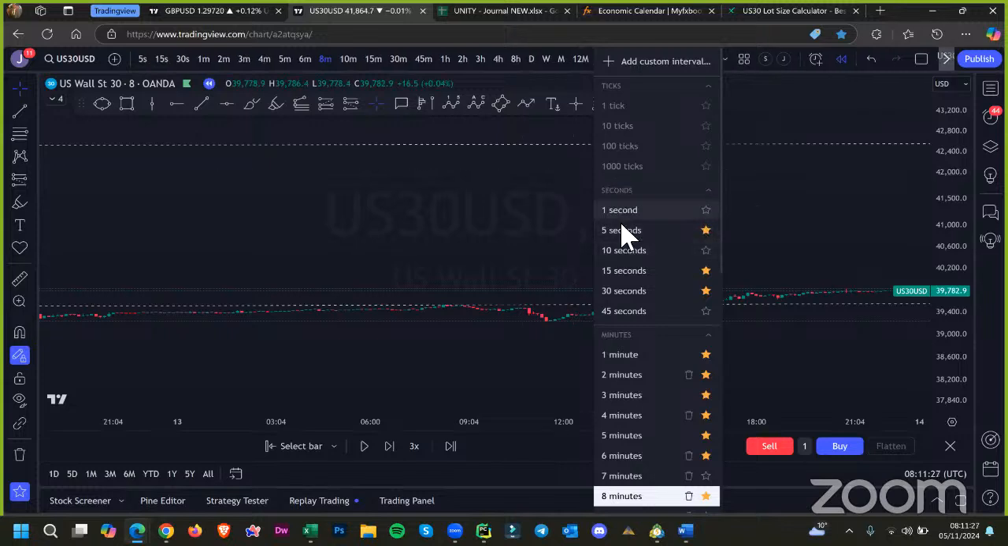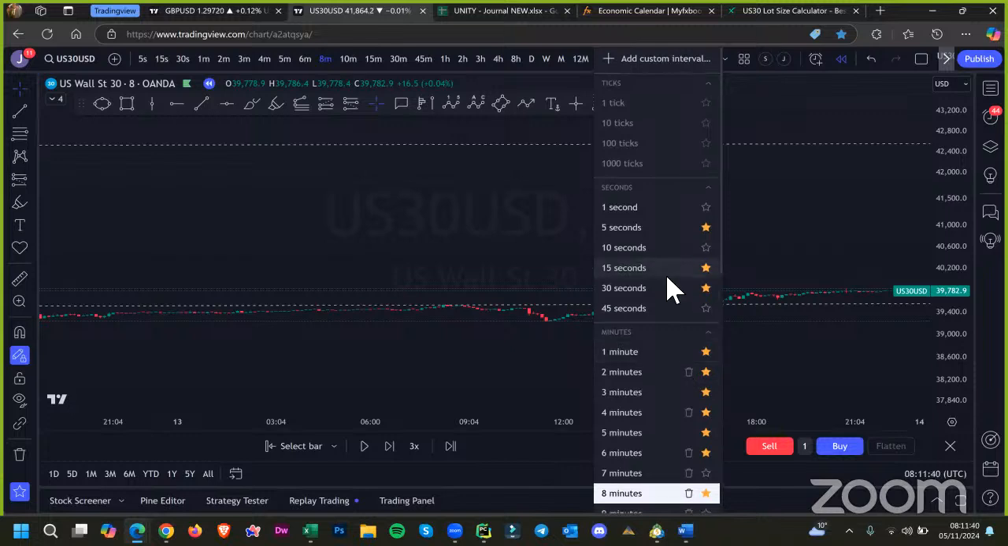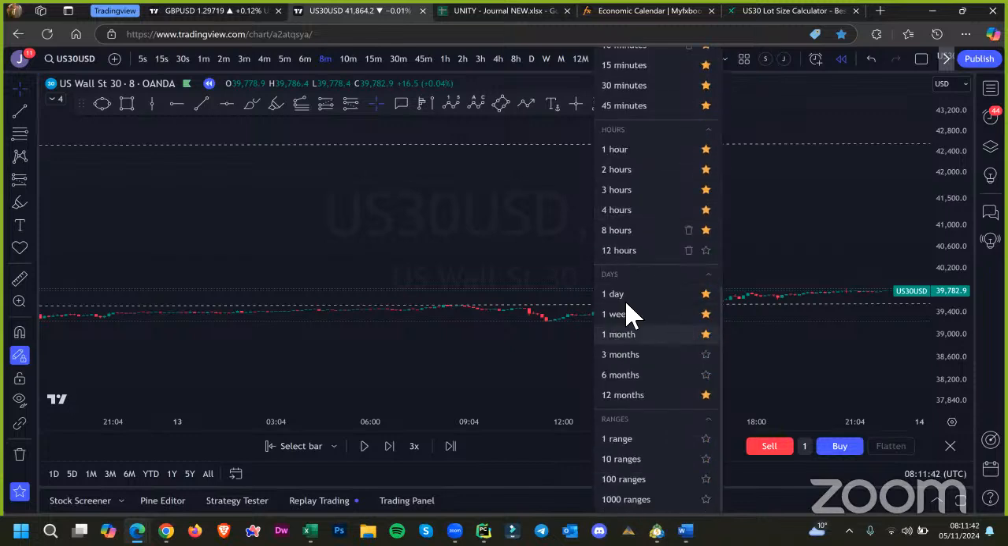Now, you might not be able to see the seconds because maybe you don't pay for your TradingView. I pay for my TradingView. I've got a feeling that people using the free version, it stops at the minutes, if I remember correctly. But I can star whichever time frames are interesting to me. If I don't want 12 hours or 12 months, I can get rid of that. If I do want 12 months, it's there.